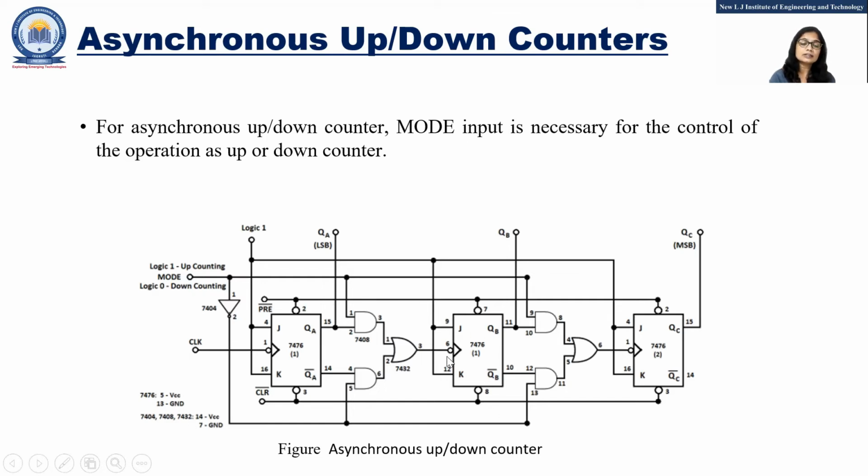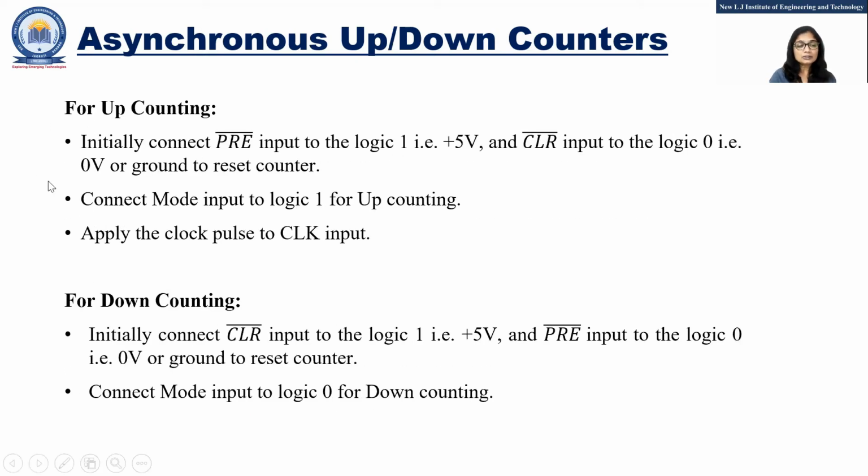This flip-flop will change its state whenever this output changes from 1 to 0, because this is negative edge triggered. Okay, this way, all these flip-flops will change their state at their negative edge clock input, and the function will be the same as we have seen in the up counter and down counter. But here the difference is that I am going to use a mode signal, and if the mode signal is 1, then it will work as an up counter. If this mode signal is 0, then it will start down counting.